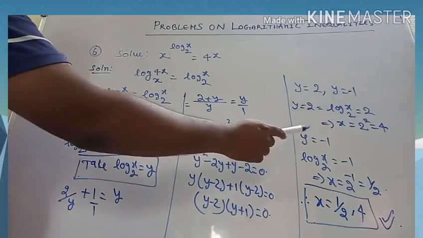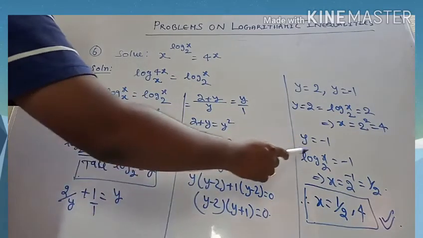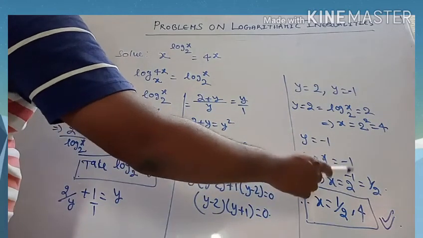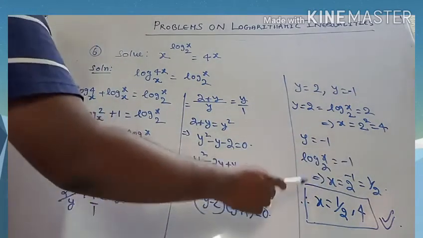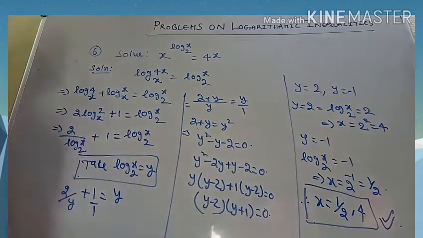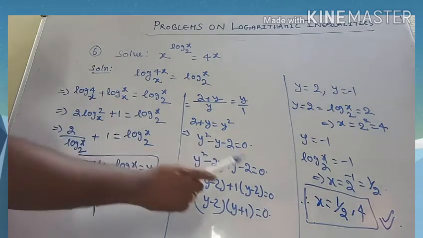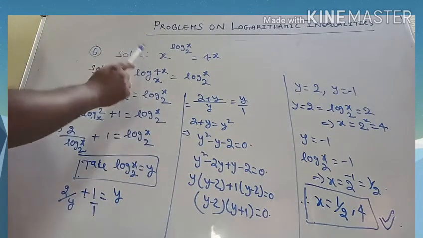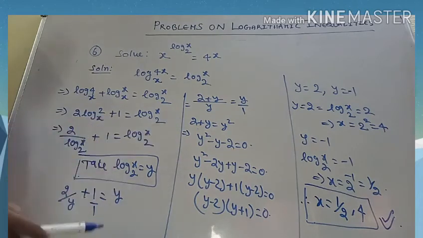And when y is equal to minus 1, log x to the base 2 is equal to minus 1. That means x is equal to 2 power minus 1, that is 1 by 2. Therefore here x is equal to 1 by 2 comma 4 are the two required solutions that we have got for this problem. You can even back substitute and you can verify also. X is equal to 1 by 2 comma 4 are the two required solutions, those we have got for this particular problem, right?